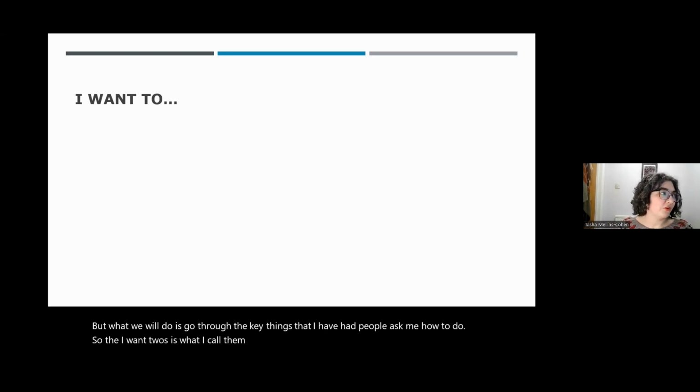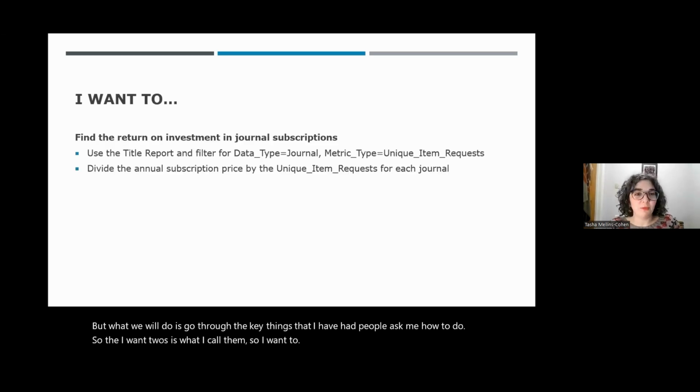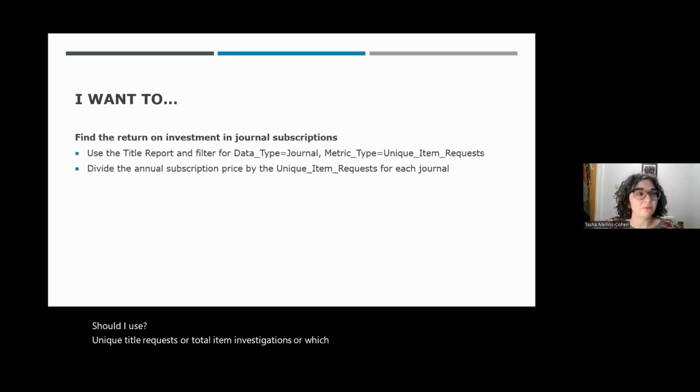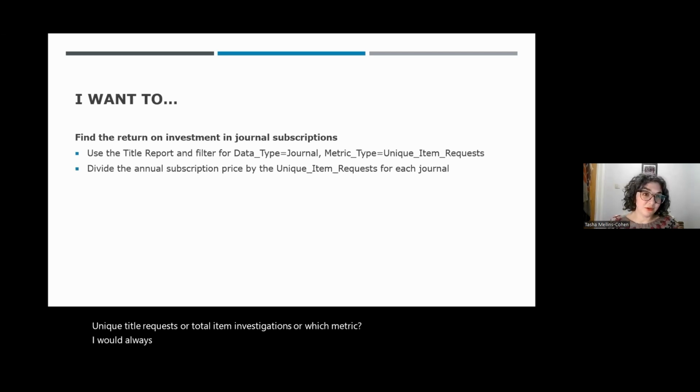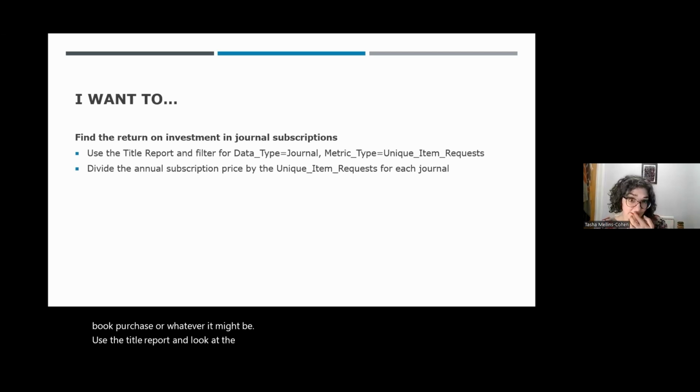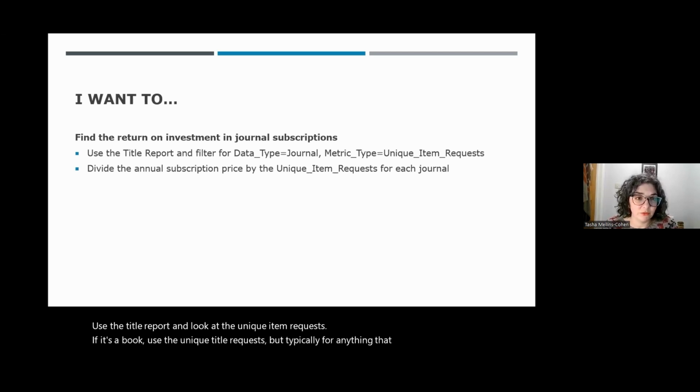So I want to figure out the return on my investment in journal subscriptions. Should I use unique title requests or total item investigations, or which metric? I would always say, if you're looking at the return on investment in a journal subscription or a book purchase or whatever it might be, use the title report and look at the unique item requests. If it's a book, use the unique title requests, but typically for anything that is journal, patent, whatever, it's the unique item request.